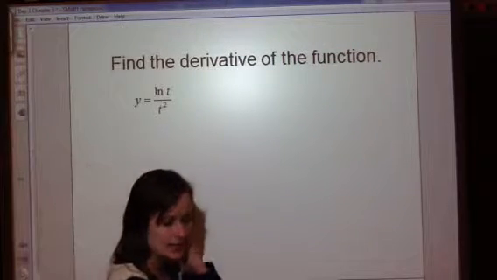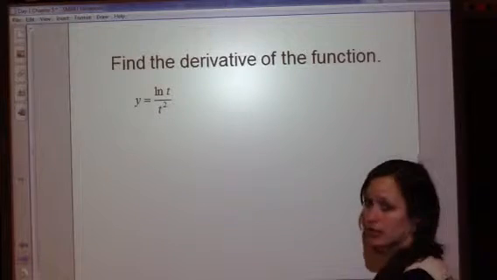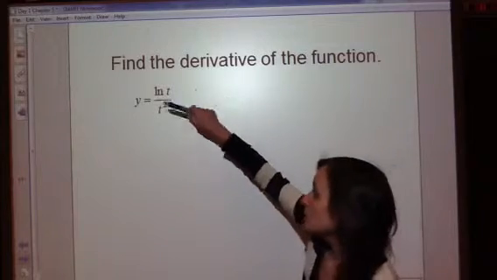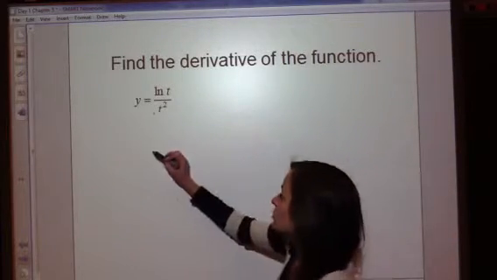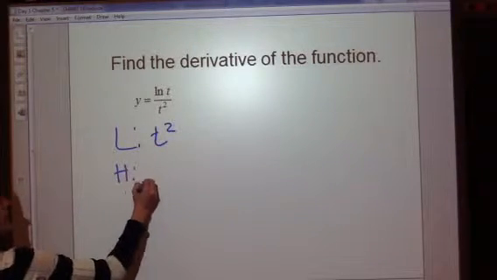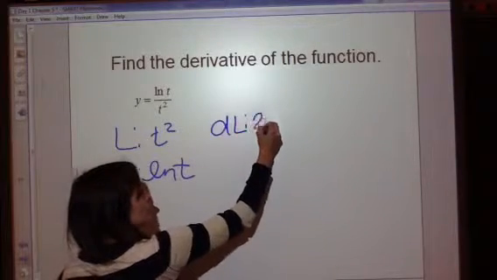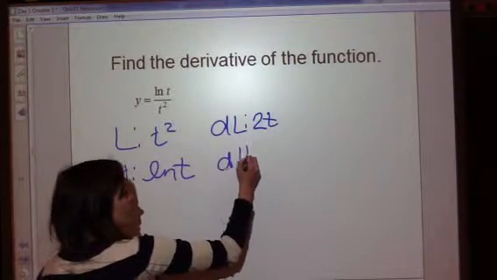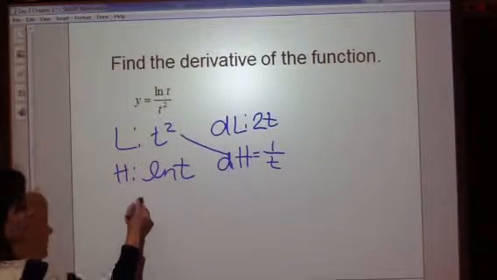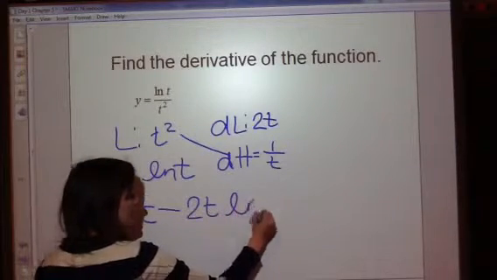So here we got ln t divided by t squared. Well, the t is with the ln, but the t squared's not. So you can't rewrite. You have t in the top and t in the bottom, so you must do the quotient rule. So low is t squared, high is ln t. Derivative of the low is 2t. Derivative of the high is 1 over t. Cross them. You get t minus 2t ln t.